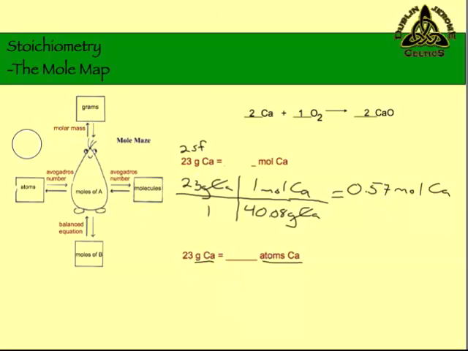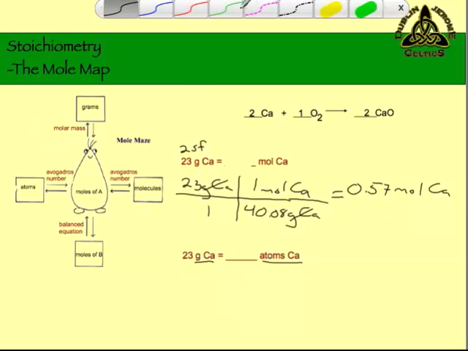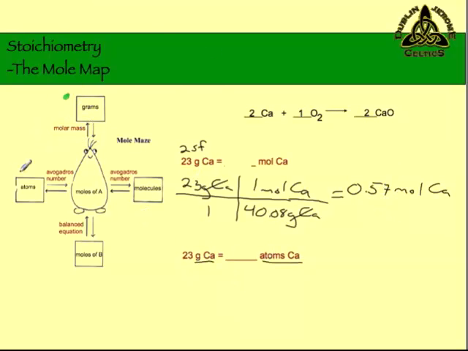there we go, there's the eraser. If I want to go from grams, start here, and I want to go to atoms over here, I can do it in 2 steps. First step is convert from grams to moles using the molar mass, and then from moles I can convert to atoms using Avogadro's number.